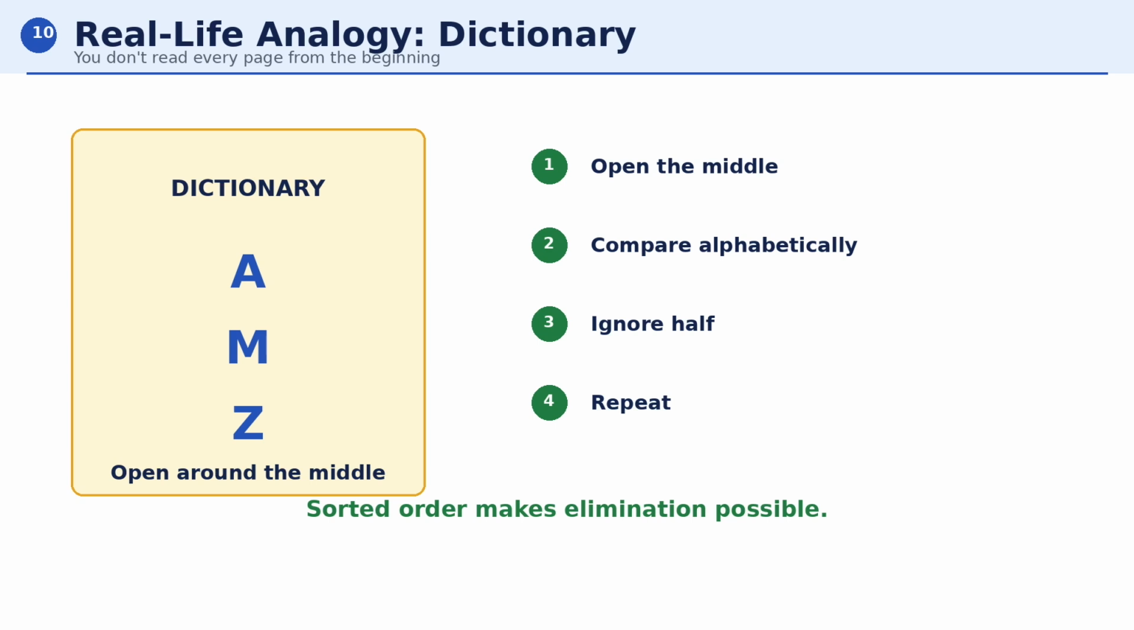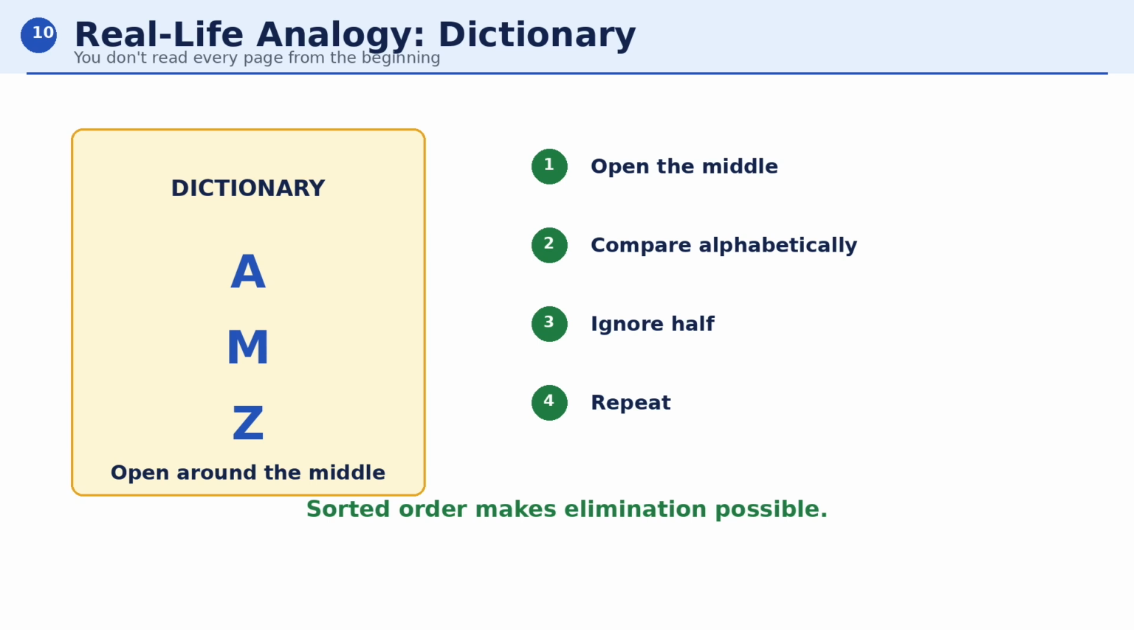Here is a simple real life example. Imagine you are looking for the word tiger in a dictionary. Would you start from page 1 and read every word until you reach tiger? No. You would open the dictionary somewhere around the middle. Suppose you land in the section containing words beginning with M. Tiger comes after M alphabetically. So you immediately know everything before M can be ignored.